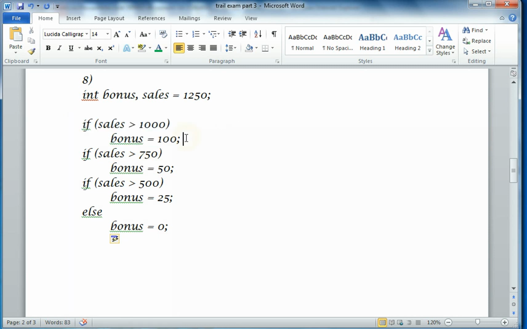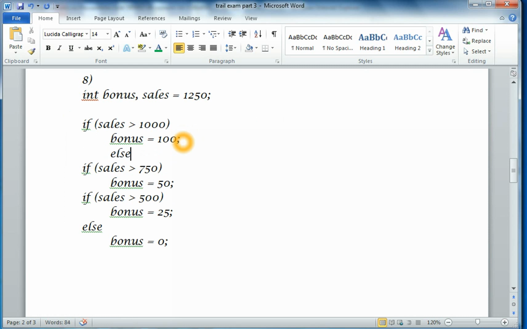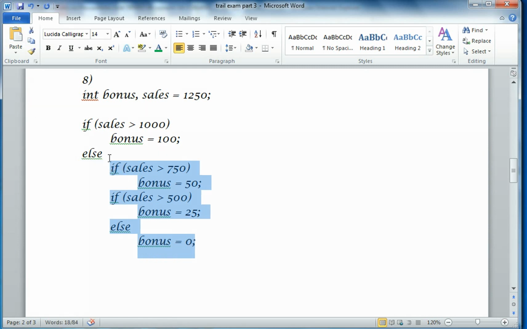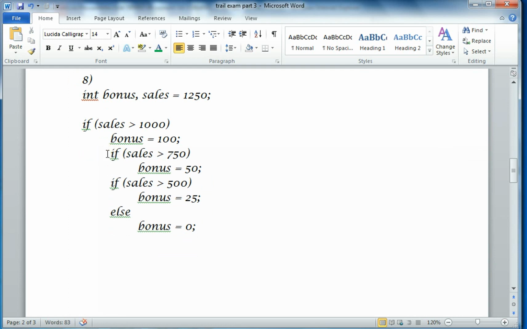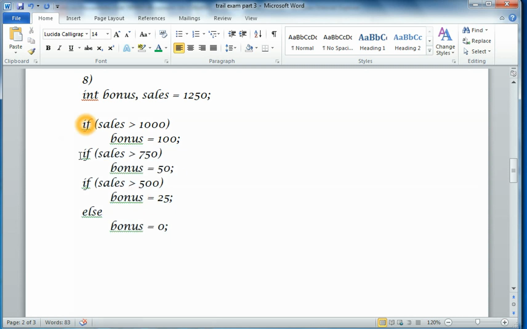Yes, if there was an else here, okay, and then all this was indented, okay, this happens otherwise, then we will not have to worry about these bits. But in this case, there is no else, okay, so because there is no else here, these statements, all of them get executed. So is sales greater than 1000? Yes. So it will allocate bonus to 100.